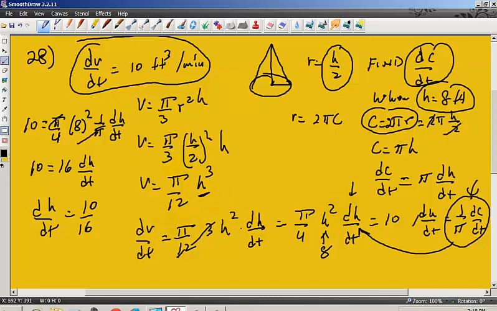It's not dh/dt, that's dc/dt. So they're replaced with that. So that will turn into circumference in terms of feet per minute. So there's a couple of ways you can have gone. We've got the same thing.